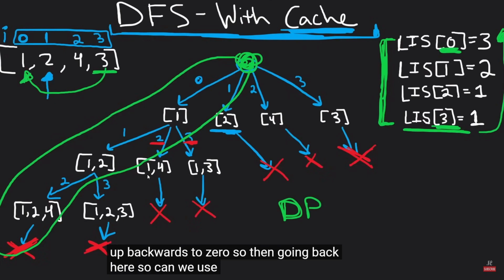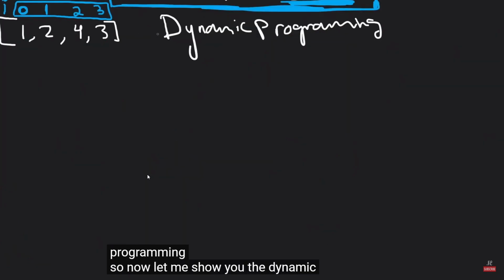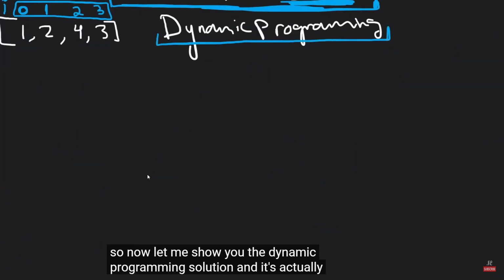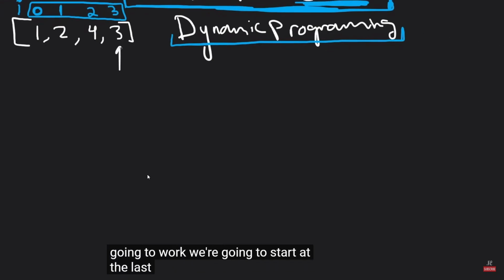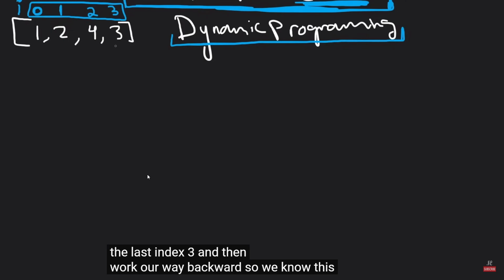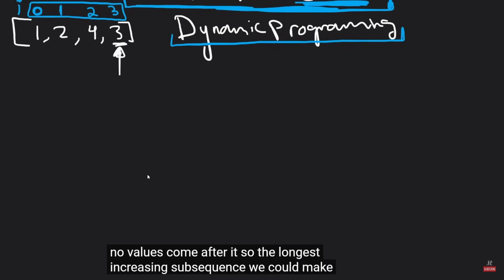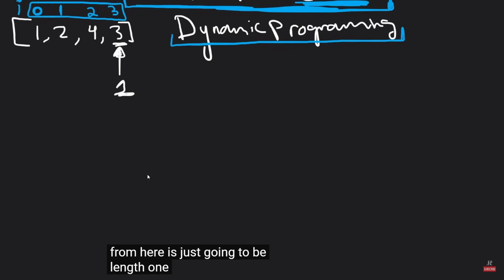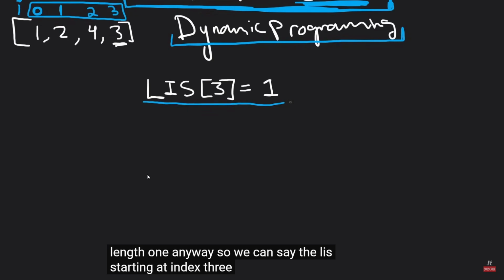So can we use that to do dynamic programming? Now let me show you the dynamic programming solution, and it's actually easier than you might think. We're going to start at the last index, 3, and then work our way backward. This is the base case, right? No values come after it. So the longest increasing subsequence we could make from here is just going to be length 1 anyway. So we can say the LIS starting at index 3 is just 1.